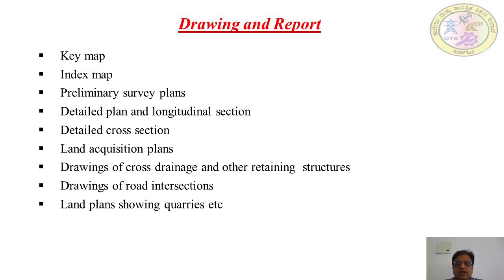So even for that land acquisition plan, how much is the extent, who are the owners, right? All these details have to be included, how much would be the cost, everything has to be shown. Drawings of cross drainage and other retaining structures, drawings of bridge, culvert, CD structure have to be shown. Drawings of road intersections: if there are any road intersection junctions, median and also the rotary, you need to show that.